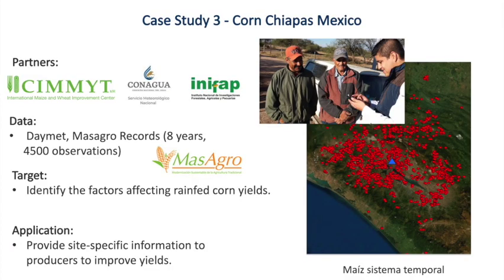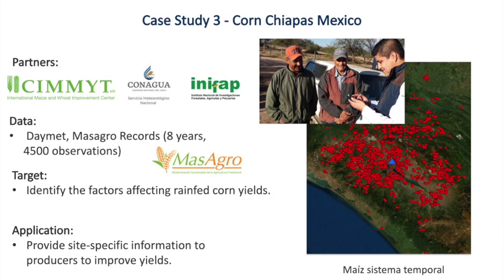And the last case is a research that we've done with CIMMYT, with the participation of CONAGUA, the National Meteorological Organization in Mexico, and INIFAP, the National Institute for Research in Agriculture. The information that we used came basically from the Masagro records. There were more than 8 years of research with a total estimate of 4,500 observations and harvest cycles in the state of Chiapas.